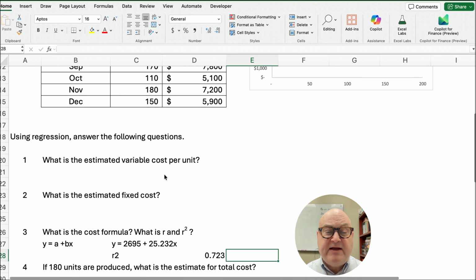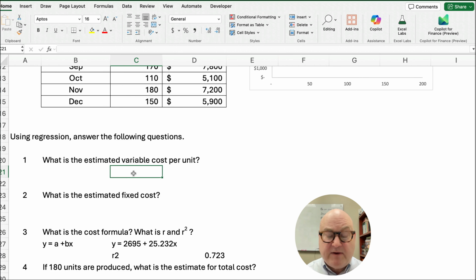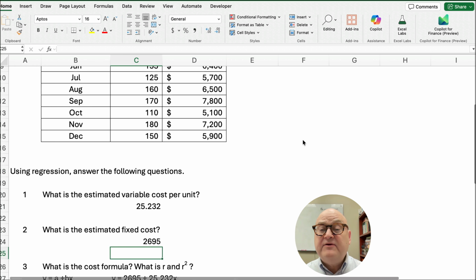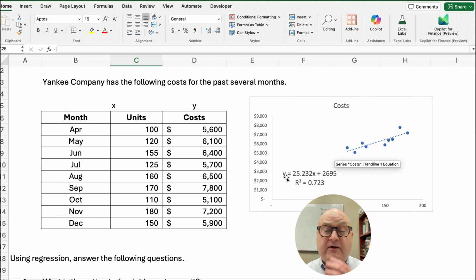What is the estimated variable cost per unit? Well, the variable cost per unit is 25.232. That's our variable cost per unit. The fixed cost is 2,695. Now, the cost formula is given. Remember, we did this just here on the graph, so that's the cost formula.